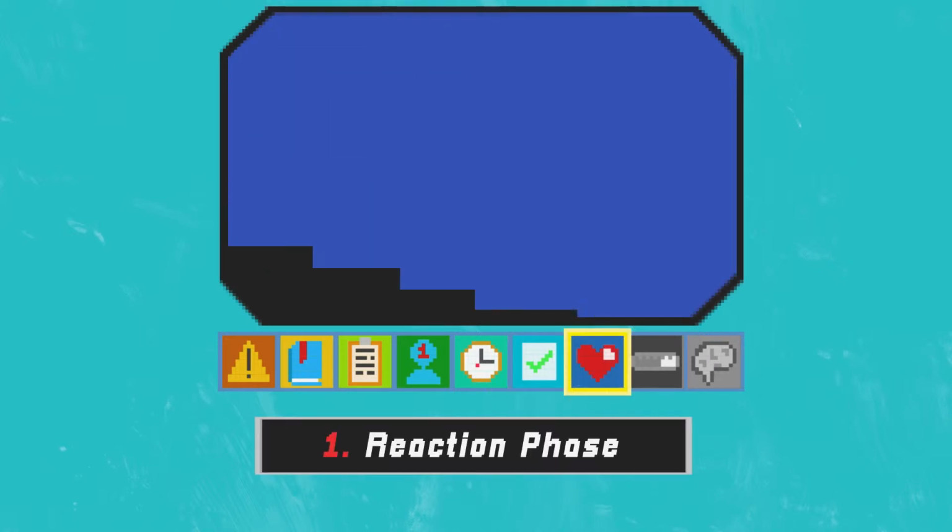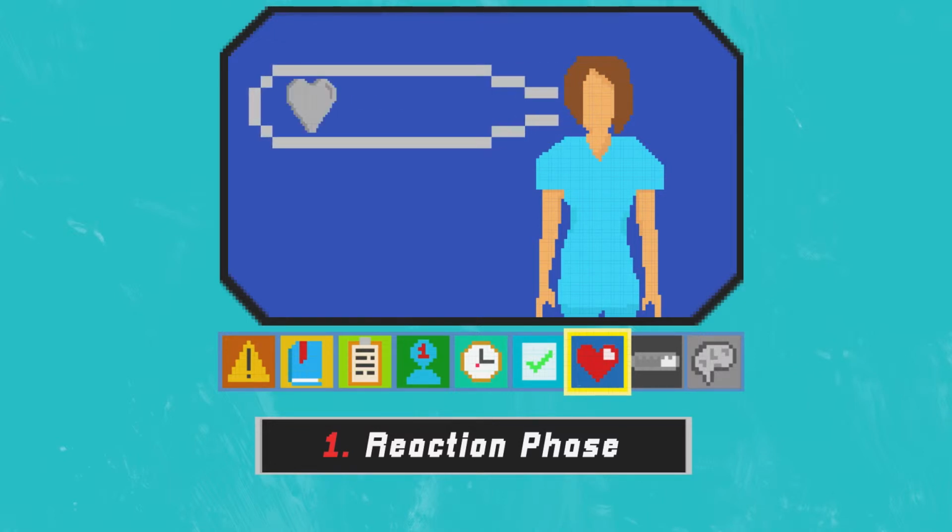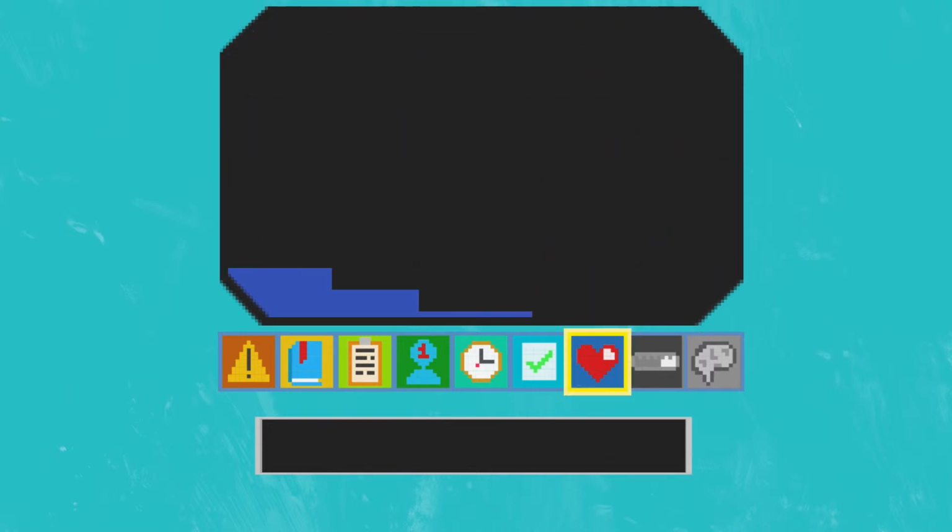1. Reaction phase. How did the participant feel during the simulation? One of the aims of the simulation environment is to encourage participants to emotionally engage with the situation, to feel how you would feel in real life. When debriefing, make sure to acknowledge all range of emotions that were felt and encourage group discussion for subsequent reflection.